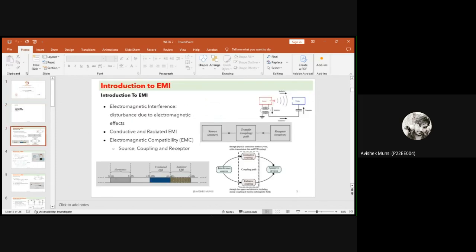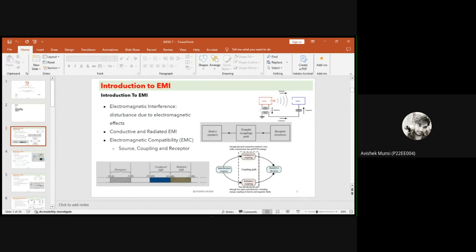So basically, what is electromagnetic interference? Electromagnetic interference is due to the electromagnetic field itself. As in the lecture series, you saw an example that whenever there is electromagnetic interference, noise will arise. So we need to avoid electromagnetic interference to produce a proper converter. Otherwise, it will generate more and more harmonics.